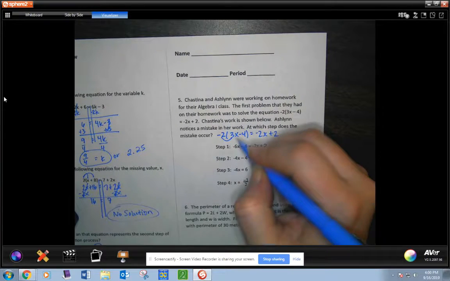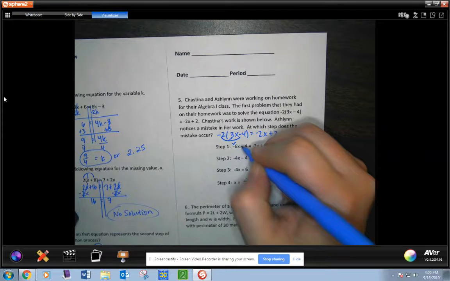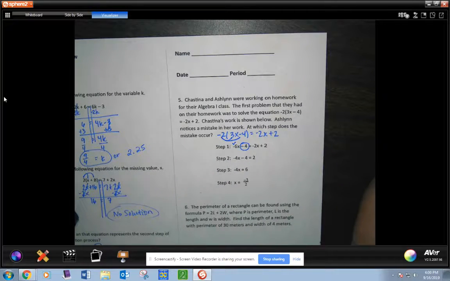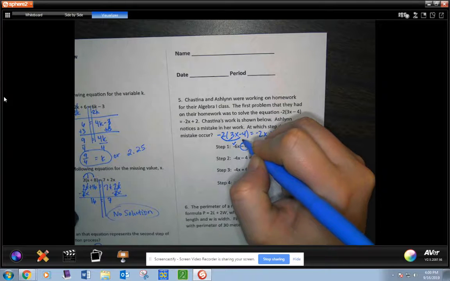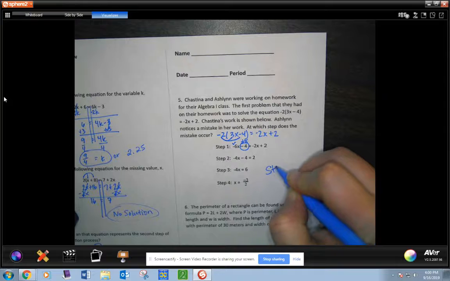-2 times 3x is -6x. -2 times -4, that is not -4. -2 times -4 is a positive 8. So I already have a mistake. So the mistake comes in step 1.